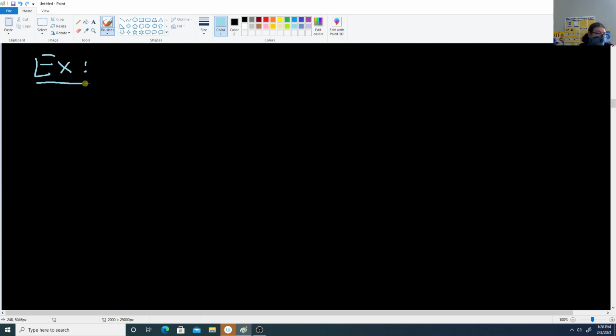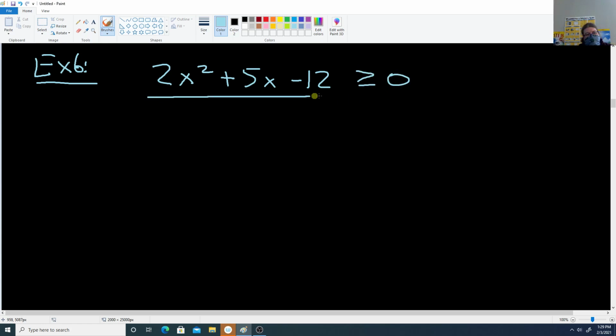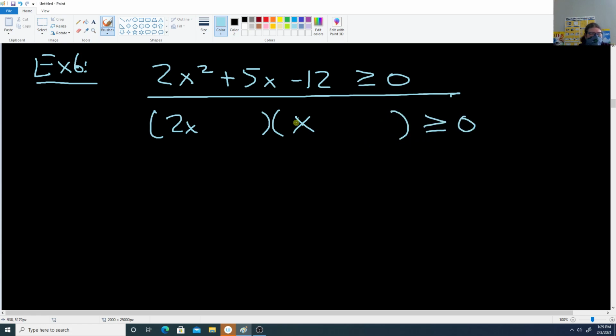So next example, this is example 6 in your textbook. This is 2x squared plus 5x minus 12 is greater than or equal to 0. We want to solve this and answer in interval notation. So step 1, we have to factor this. We'll factor this as 2x and an x, 2x times 4 is 8, and a 3. 8 minus 3 is 5, so plus 8 minus 3. So here's our factored form.